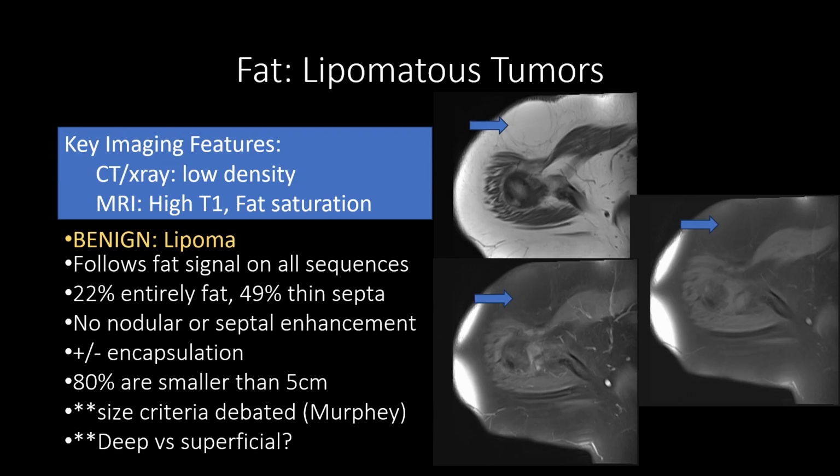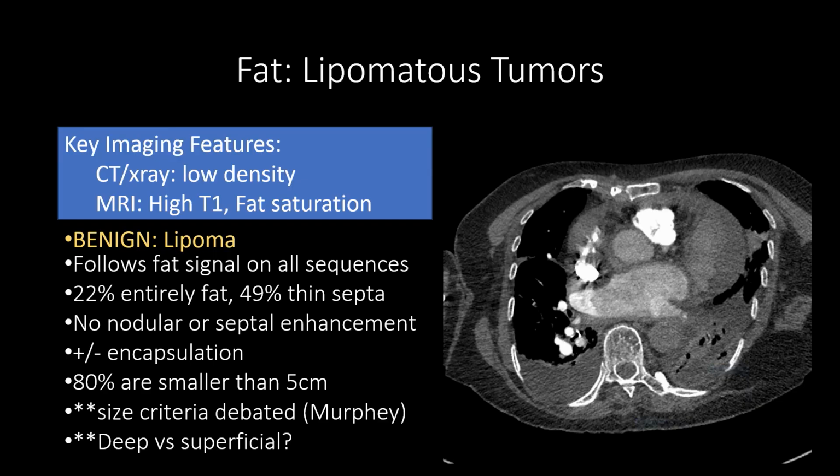So let's talk about this size criteria thing. So what about this lesion? This lesion here in the back is larger than 5 centimeters. And some people would say, well, if it's greater than 5 centimeters, you've got to call it a well-differentiated liposarcoma. I don't really want to call this a liposarcoma, and I don't know if any of y'all do.